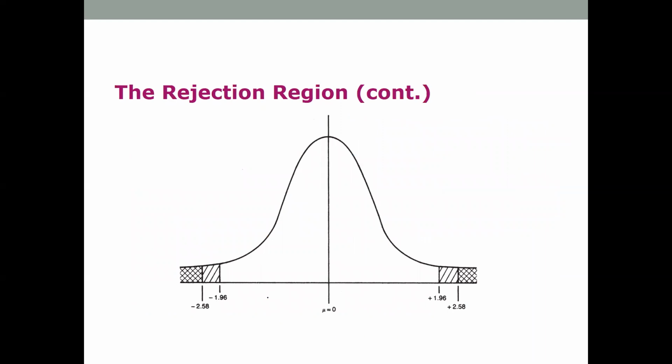So here is the figure that they're talking about. This is the rejection region, in this area. If the calculated statistic falls within the rejection region, then we reject the null hypothesis.